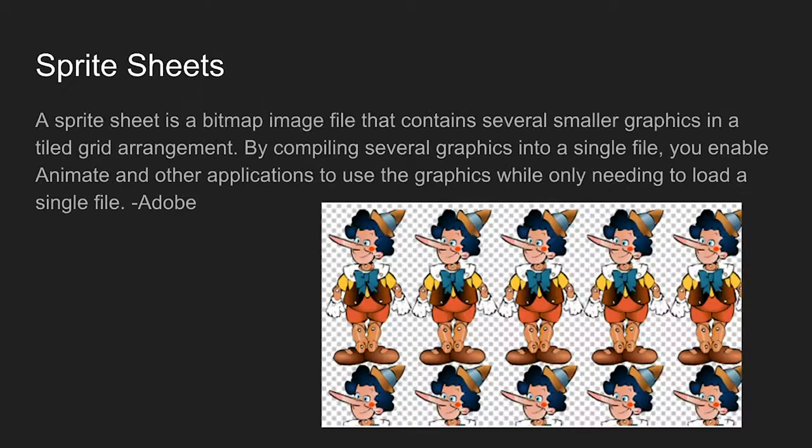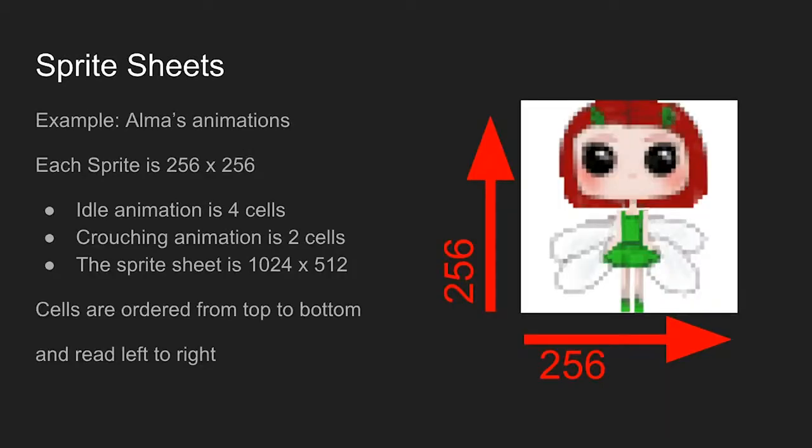Sprite sheets. A sprite sheet is just a really large file where you pack all your images into one, so it only has to load once, and they're really great for animations. In the example of the character that I made, Alma, she's 256 pixels by 256 pixels.